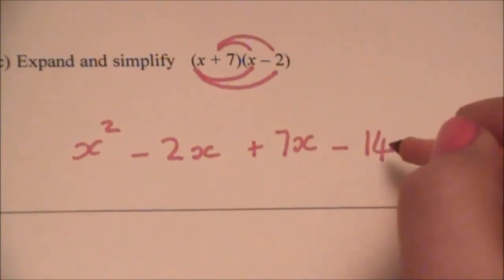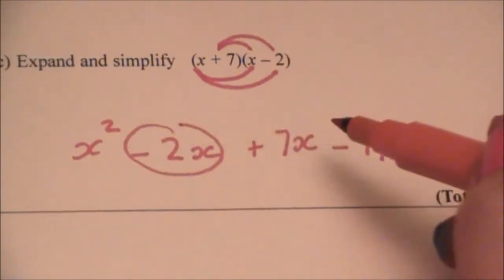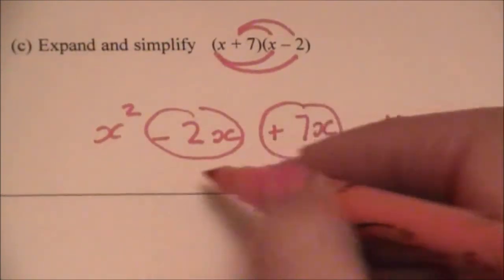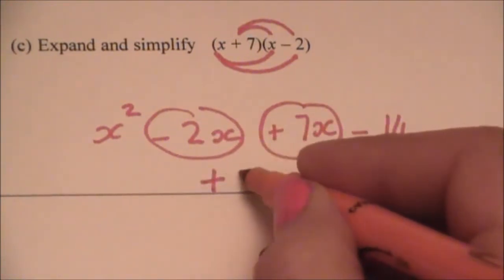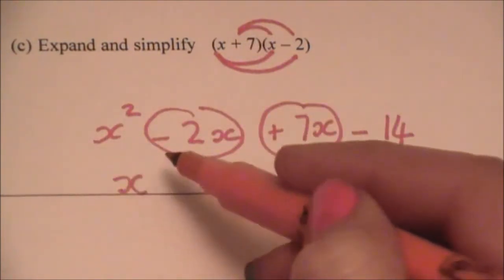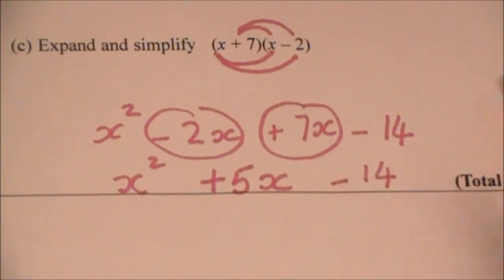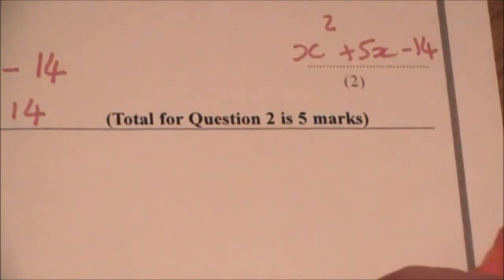7 2s are 14. Now at this point I collect my like terms. That's a negative 2. That's a positive 7. I put those together. Negative 2 add 7 is going to give me a positive 5x. I haven't been able to do anything with that x squared, and I haven't been able to do anything with that negative 14. So my final answer is x squared plus 5x minus 14.